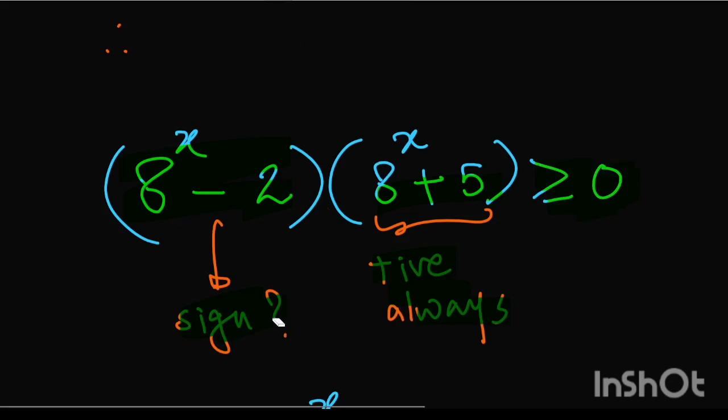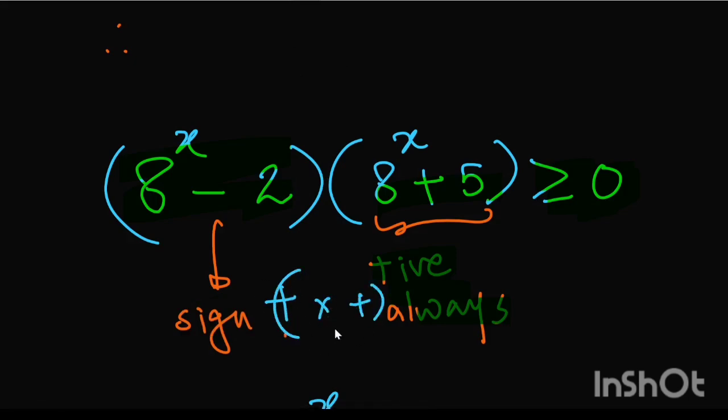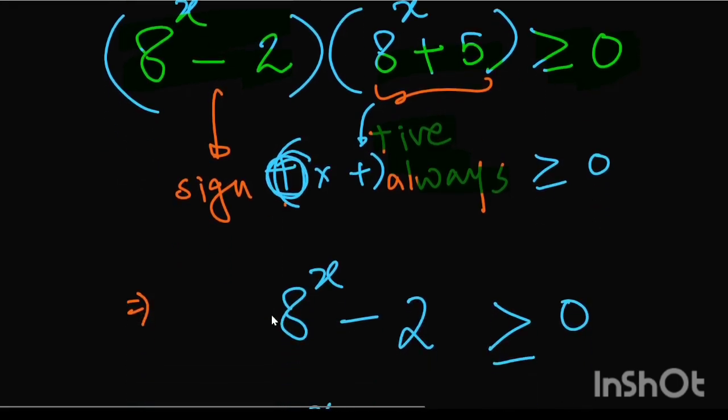So guys, the sign of this should be positive, because this is positive always. So positive into positive will give greater than or equal to 0. Okay, greater than 0, equal to will be included also. So it means since this factor is always positive, this factor has to be positive or equal to 0 so that the product is positive.